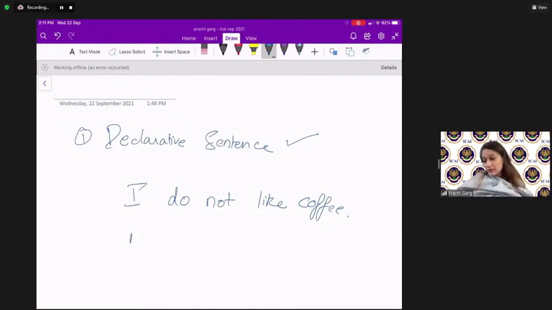If I say, we watched TV last night, I am simply giving you some information about what I did yesterday, right? Now these sentences are simple sentences. They just tell you about something. So declarative sentences, they just give you some information.